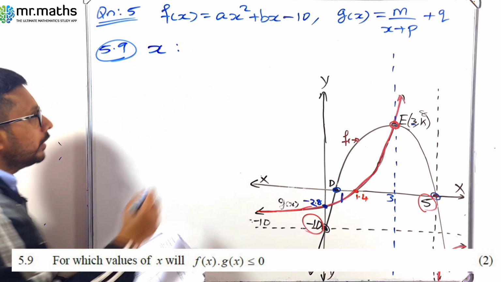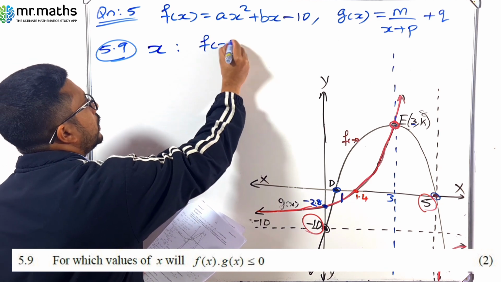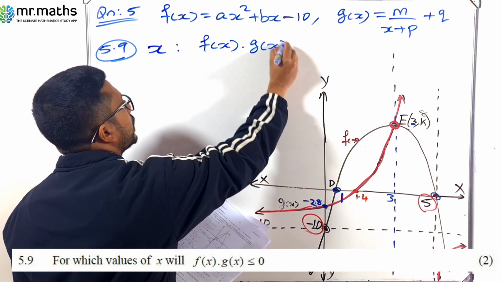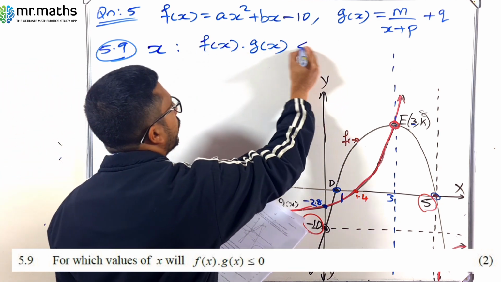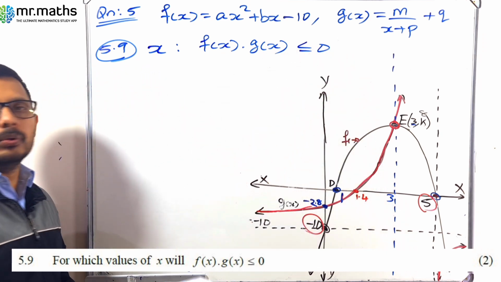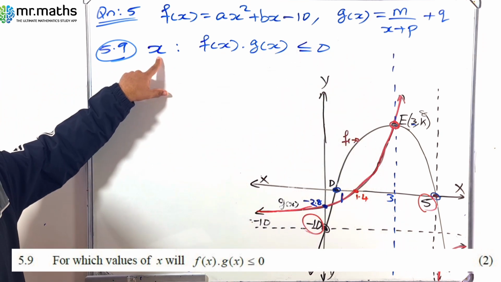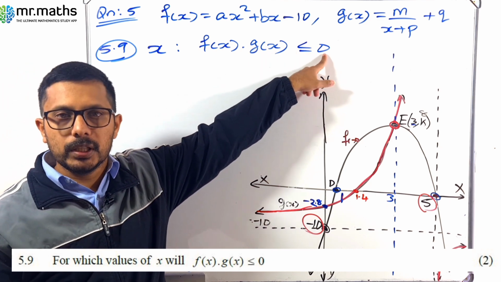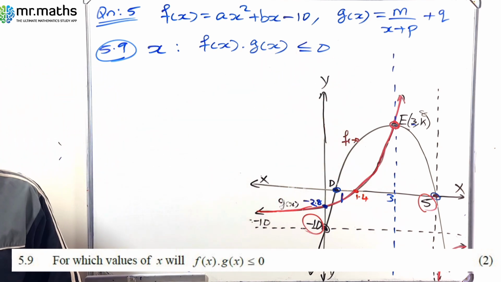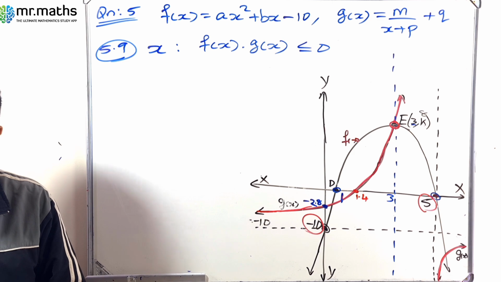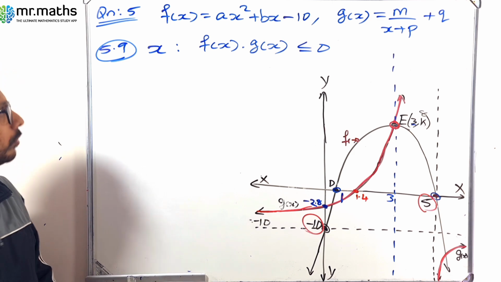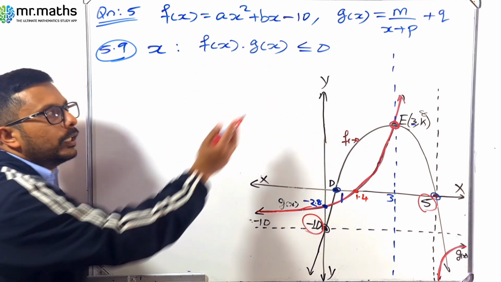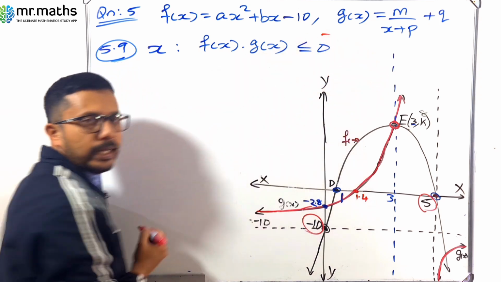Okay. And what is the condition? f of x times g of x is less than or equal to 0. You have to find the values of x where f of x times g of x is less than or equal to 0. What is the meaning of less than or equal to 0? Either 0 or negative number. Okay. So two functions multiplied and the answer is negative.